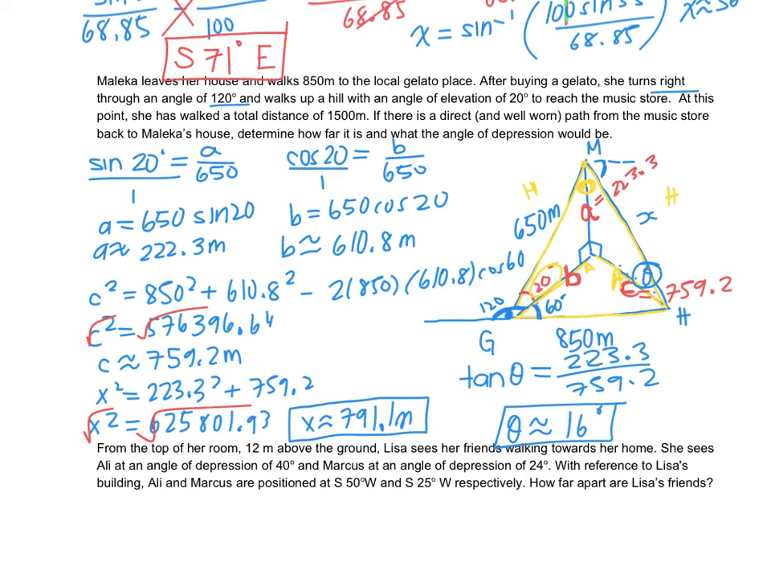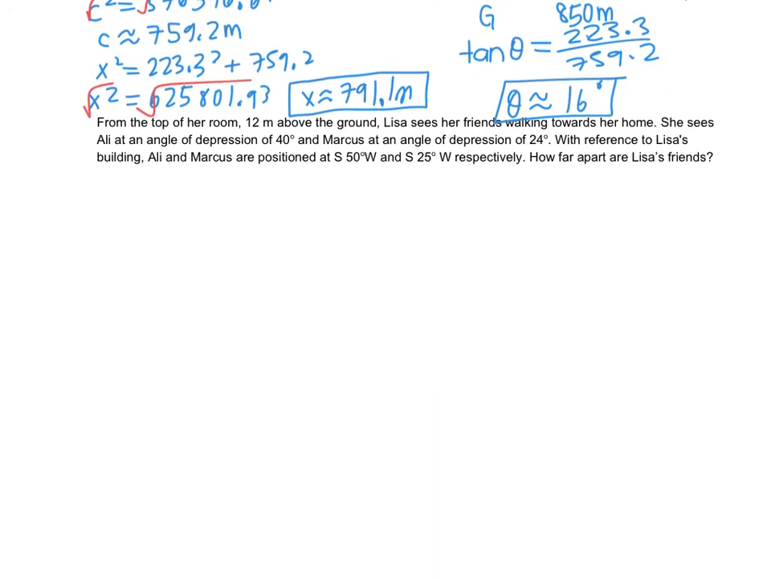Let's try another one. And these 3D diagrams will always have that corner layout. The things that are given to us might be slightly different though. But the calculations themselves are familiar. It's just the diagram that is trickier. All right, from the top of her room, 12 meters above the ground, Lisa sees her friends walking towards her home. She sees Ali at an angle of depression of 40 degrees and Marcus at an angle of depression of 24 degrees.